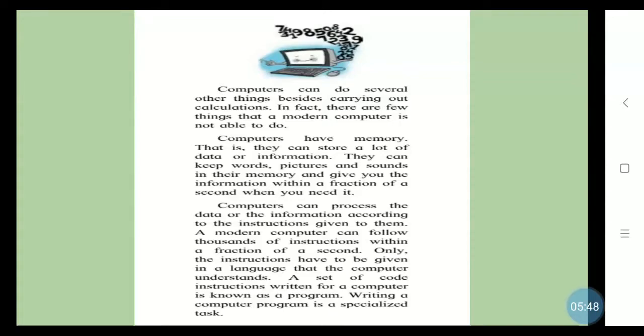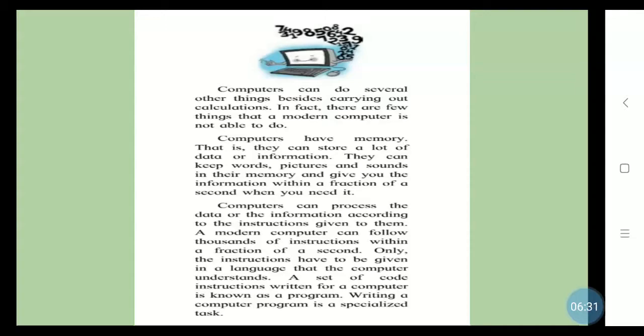Computers can process the data or the information according to the instructions given to them. Now, computers can process the data according to the instructions which are given. Whatever you want the computer to do, that is the instruction that you give, and the computer will do according to the instructions given. A modern computer can follow thousands of instructions within a fraction of a second. A modern computer is very quick and it follows many instructions in a short period of time, within a fraction of a second.